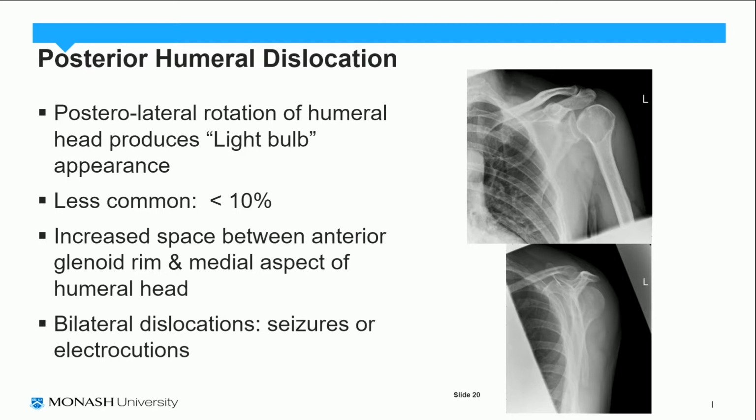Posterior humeral dislocations are less common. The typical appearance is that of a light bulb. If we look at the AP view at the top, we can see that the humeral head is rotated so that it looks like a light bulb. There's also an increased space between the anterior glenoid rim and the medial aspect of the humeral head. In terms of the mechanism of injury, bilateral dislocations are normally caused either by seizures or electrocutions.